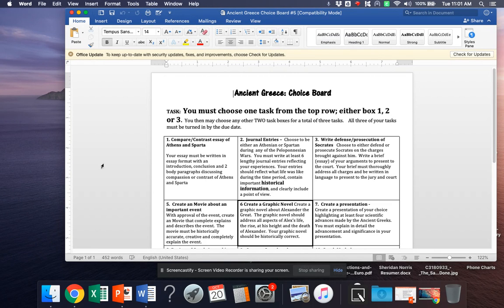Obviously, you can include that, but your entry should reflect what life was like during the time period and contain important historical information. There should be something in that instantly when I read it, I know that this is about the Peloponnesian War, okay?